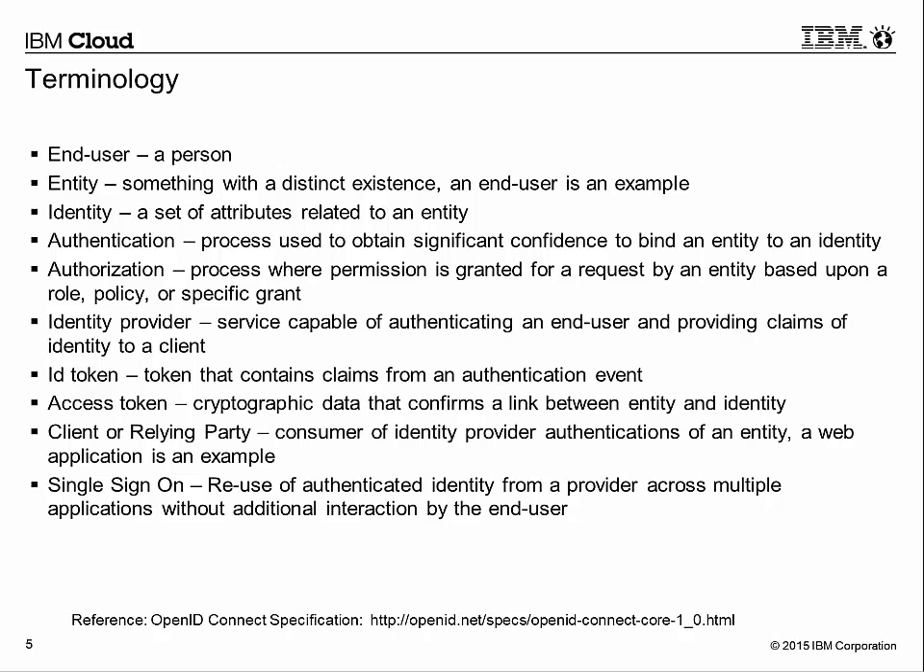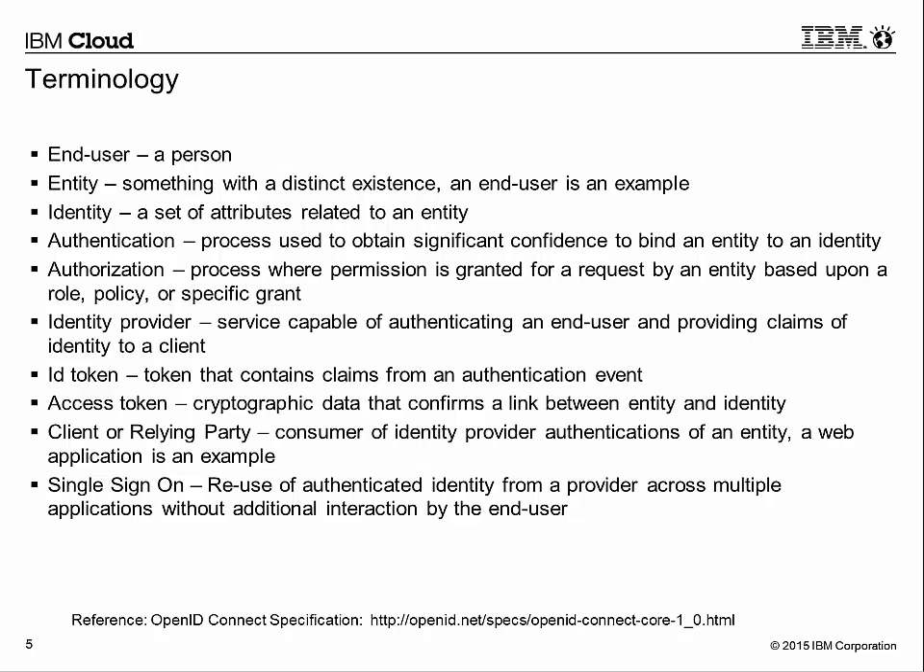Authorization is a separate process. It's a process where permission is granted for a request by an entity based upon a specific role, policy, or grant to that end user. Identity provider is a service capable of authenticating an end user and providing claims of identity to a client. An ID token is a token that contains claims from an authentication event. An access token is some cryptographic data that allows us to confirm the link between an entity and an identity.